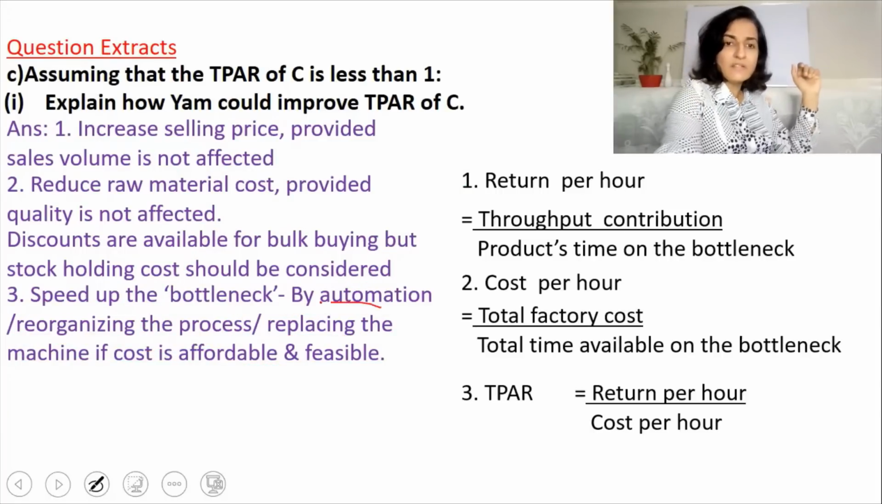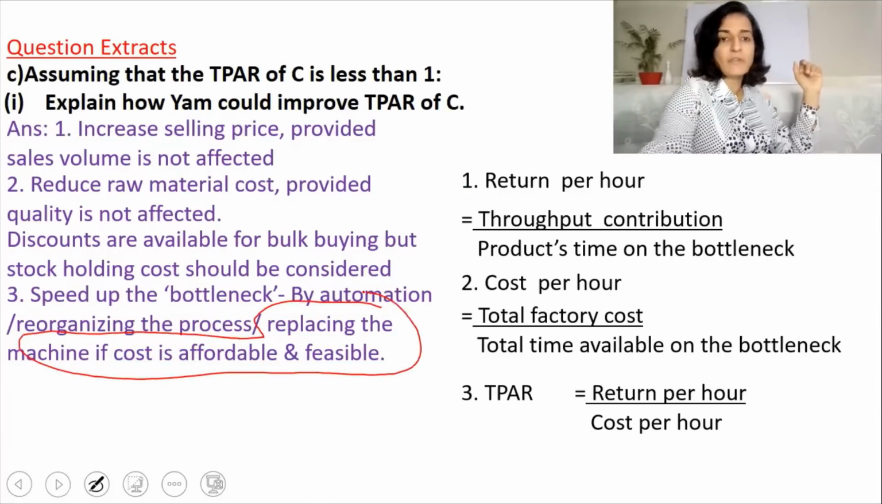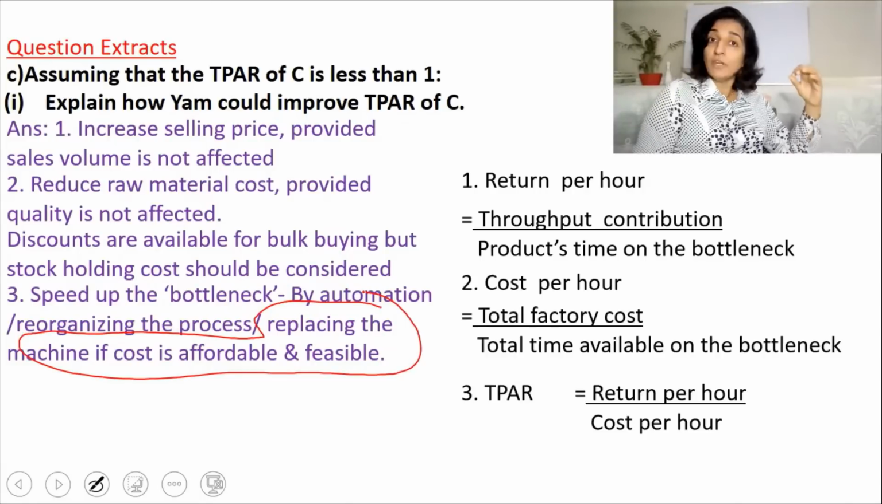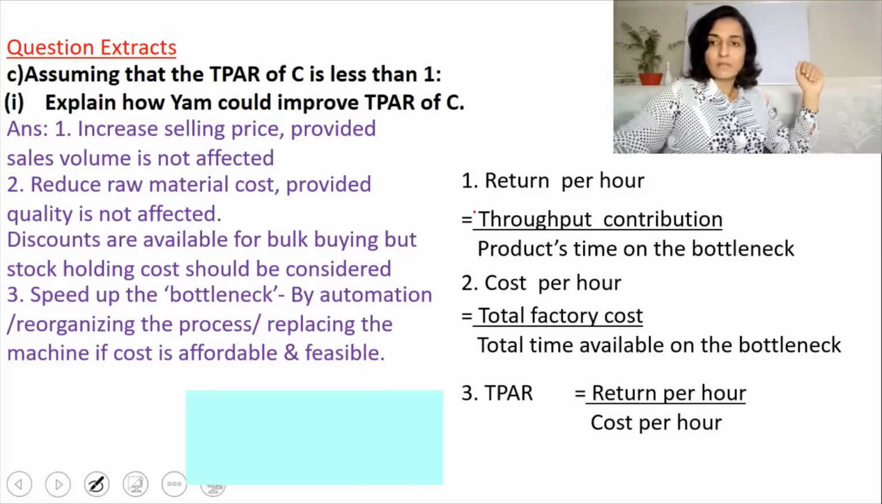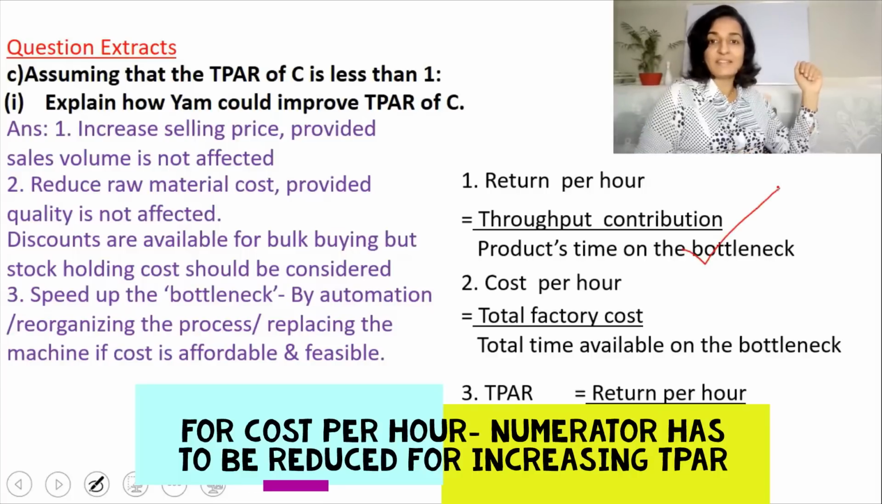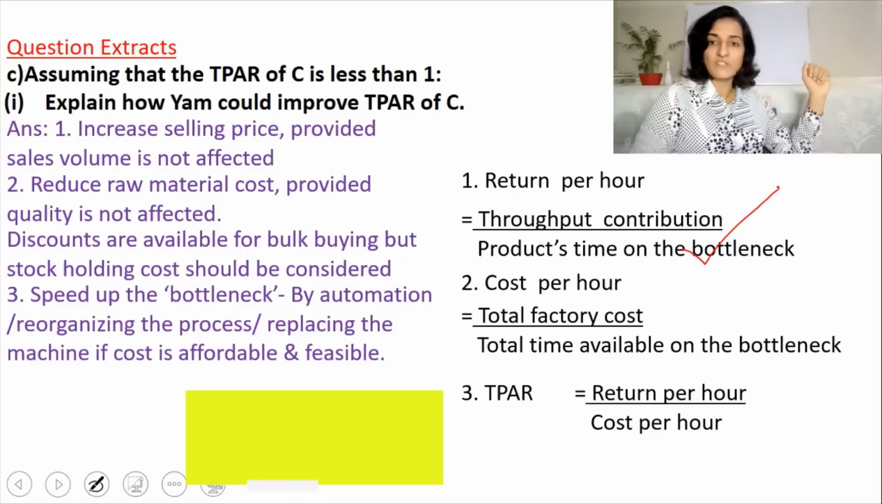And the last method is you could replace the machine if cost is affordable and feasible. If you can afford to buy a more modern machine wherein the time is drastically reduced, then you could go in for a new machine also. So now we are finished with the analysis of the denominator of the return per hour. Now moving on to the cost per hour.